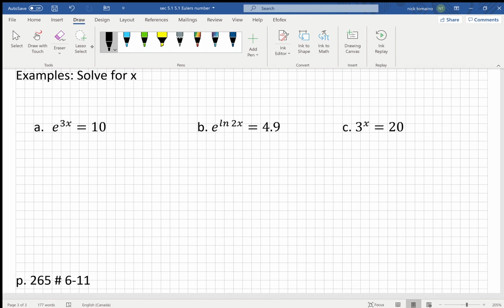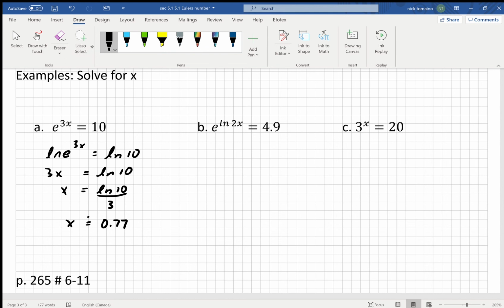So what we did last year when we had this is we took the log of both sides, but because we're dealing with e here, we're going to take the ln of both sides and get the same result. So we have ln of e to the 3x is equal to ln 10. Bring the 3x out front, or just write 3x equals ln 10, and then x is equal to ln 10 divided by 3, and x is equal to 0.77 approximately.